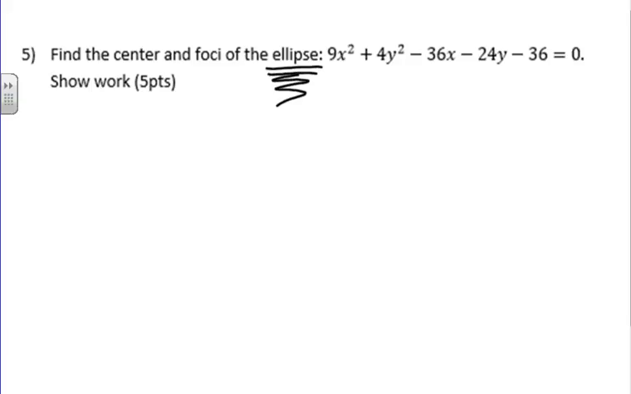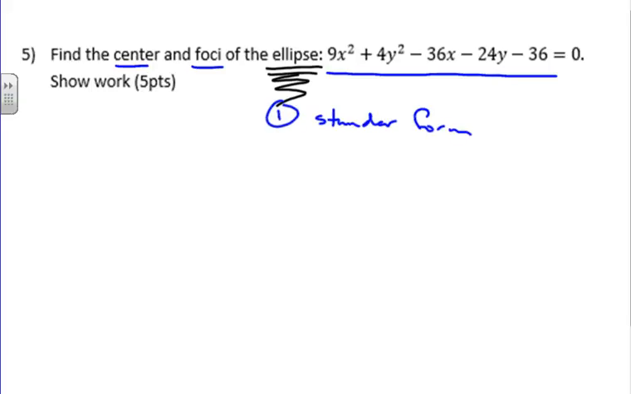Now, an ellipse comes in two different forms. So in this problem, we have an ellipse with a center, and we want to find the foci. There are two foci when we're talking about an ellipse. To get this, we are given an implicit form of this conic, and we want to put it into standard form.